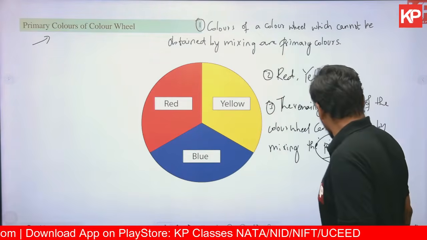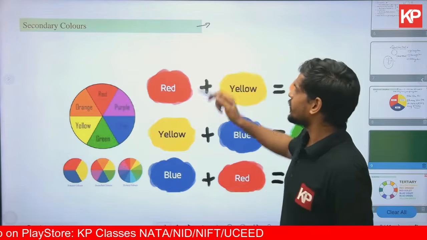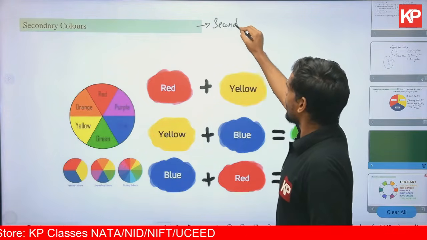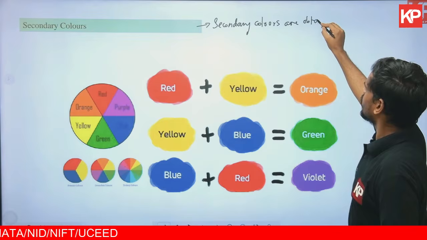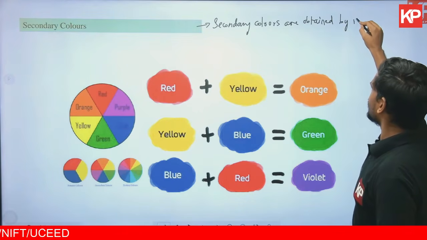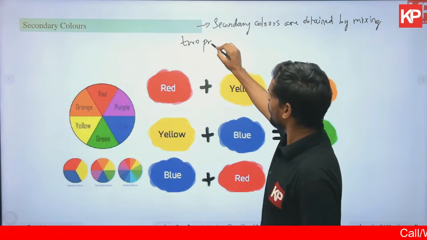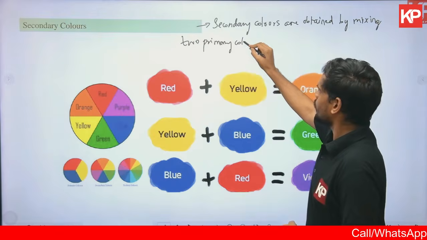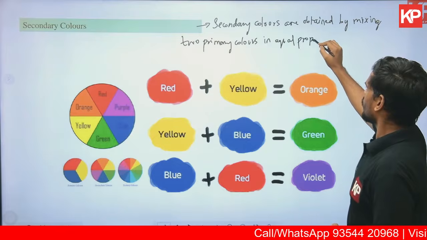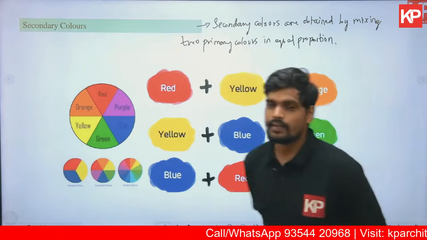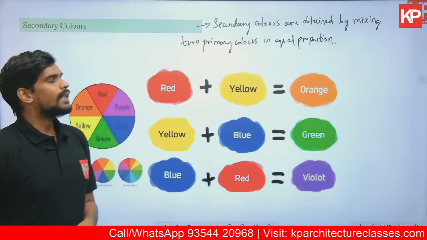Secondary colors are basically obtained by mixing primary colors. So first point number 1, what are secondary colors? Secondary colors are obtained by mixing two primary colors in equal proportion. So that's the meaning of secondary color. Secondary colors are obtained by mixing primary colors in equal proportion.